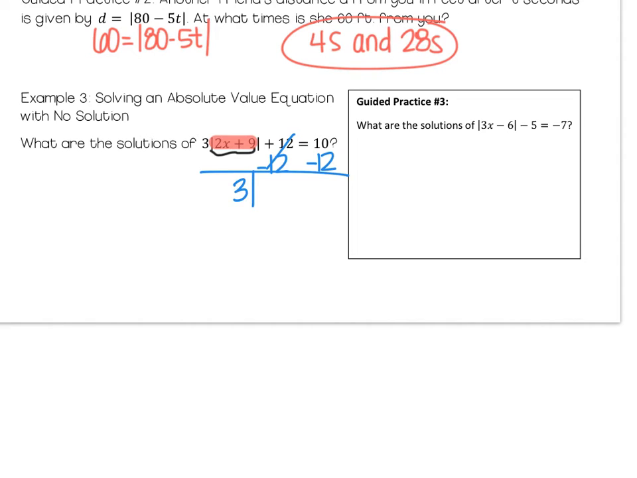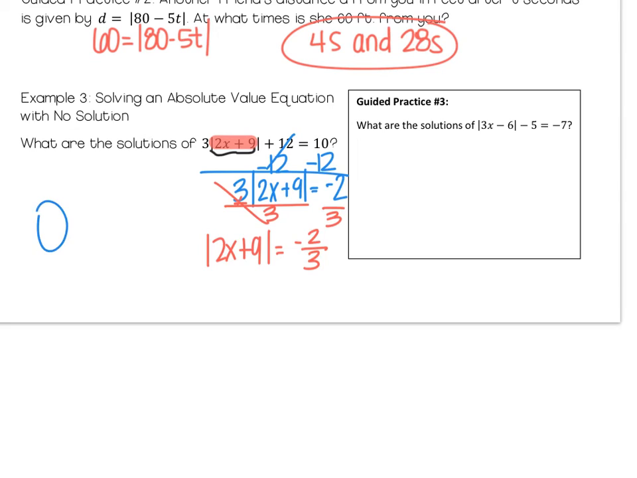We get 3 times absolute value of 2x plus 9 equals -2. And then we're multiplying the absolute value by 3, so we're going to divide by 3. And we get absolute value of 2x plus 9 equals -2/3. Absolute value is the distance between 0 and a number on a number line. Distance can never equal negative, so absolute value can never equal a negative number. That means that this statement is impossible, which means there is no solution.